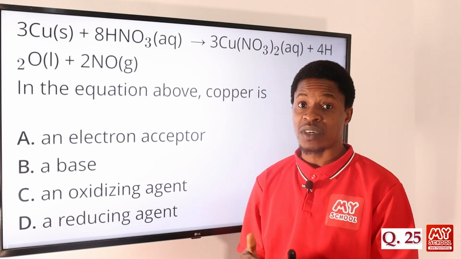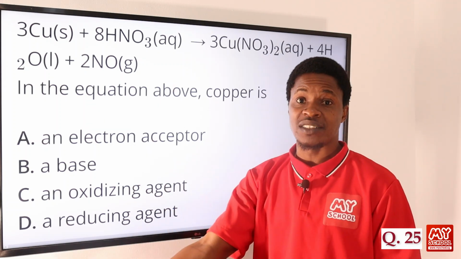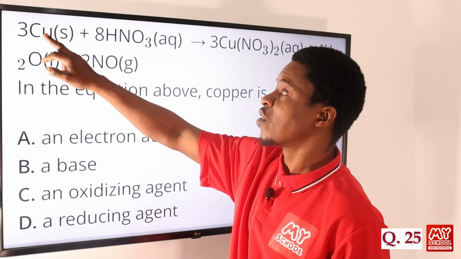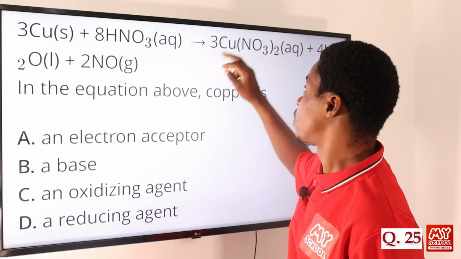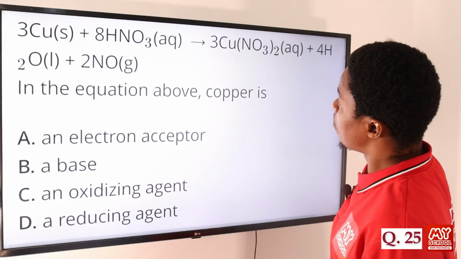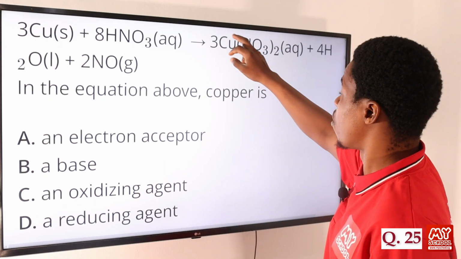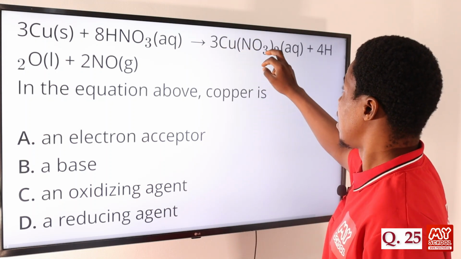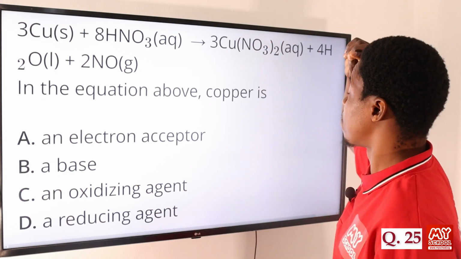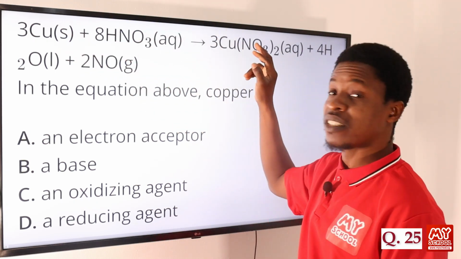Though there can be some redox reactions where some metals can still act as an oxidizing agent. So you can see copper here at this point has an oxidation state of 0, and at this point, if you calculate, because this is a radical NO3 with charge minus 1, it should be minus 1 times 2, that's minus 2, which crosses to that side and becomes plus 2. So it is from 0 here to positive 2 here.